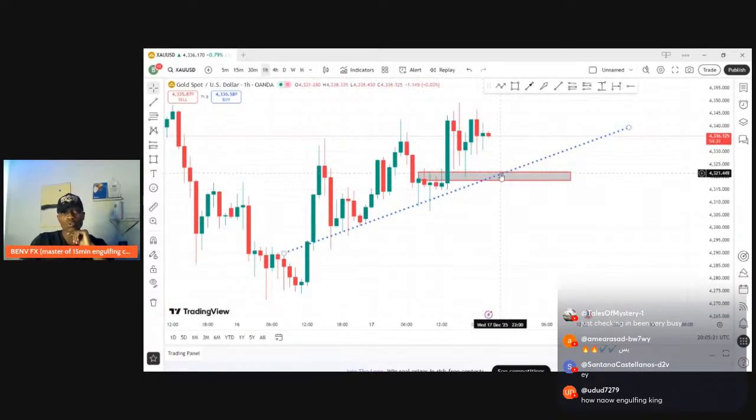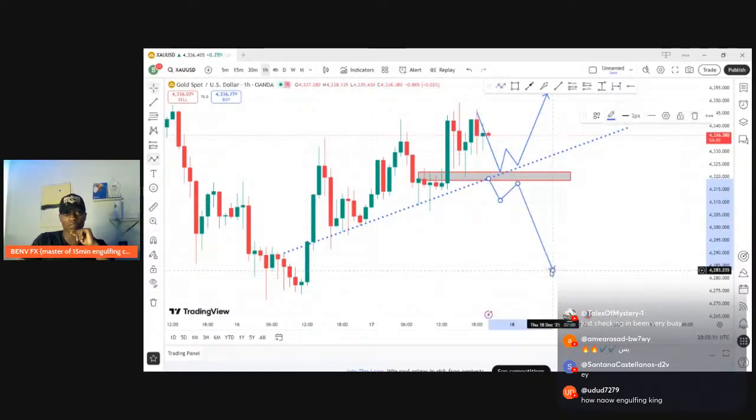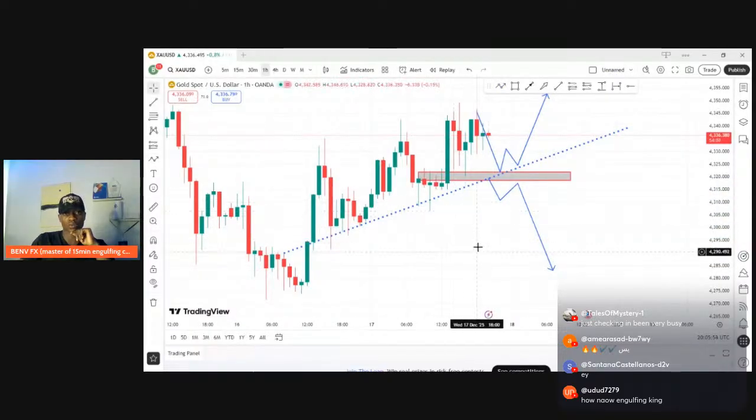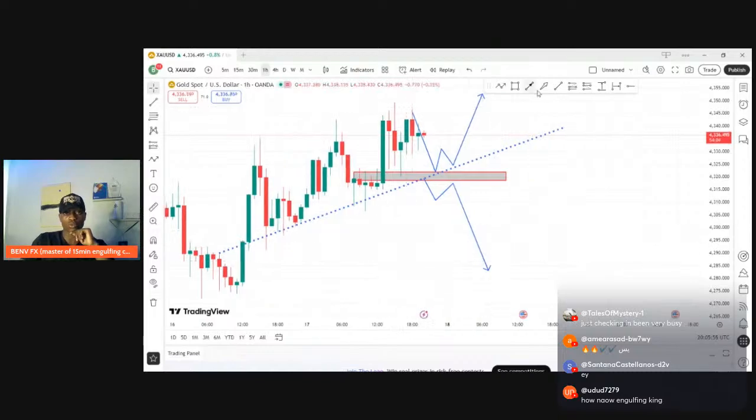So we'll be expecting a bounce back from this particular area tomorrow. Maybe it will go down, then bounce on this particular area, then we'll see something like this. It will break, then retest it, then come to this particular fair value gap. This is exactly what we are going to see tomorrow.